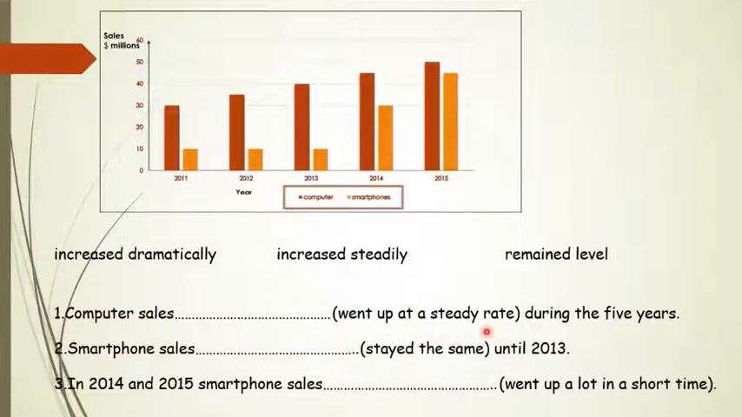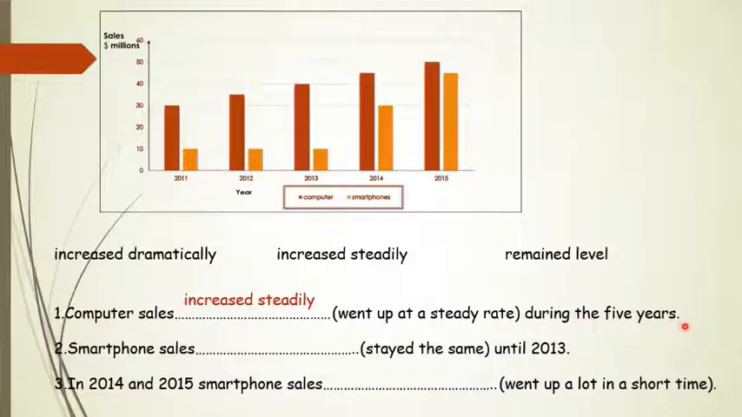Okay, let's try the first one. Computer sales went up at a steady rate during the 5 years. This is steady rate. Computer sales blank. Can you select one phrase from these three? You should get this meaning: went up at a steady rate. Good. Then you have to use increased steadily. So the sentence becomes: computer sales increased steadily during the 5 years.